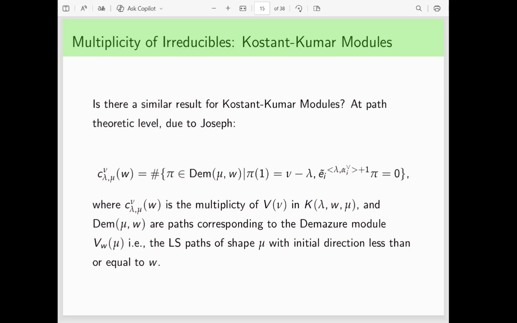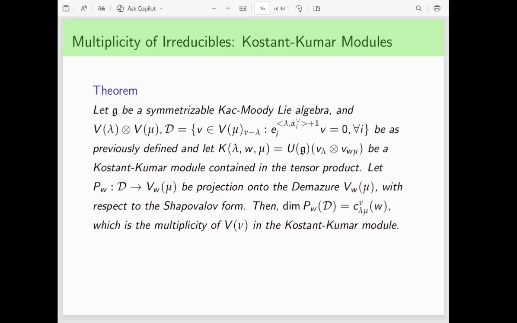So now this is on the path theoretic side. We asked if there's anything we can say on the module theoretic side. And this is the first result: if you take the space D and you project it with respect to the Shapovalov form onto the de Maizière module, then the dimension of the image of the space D gives you the refined Littlewood-Richardson coefficients.